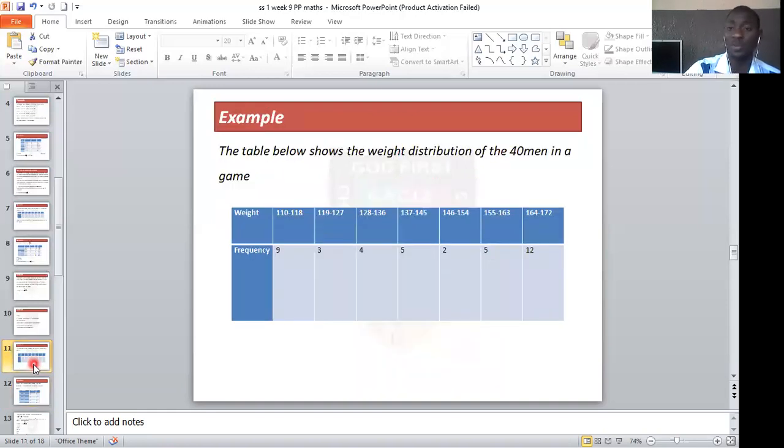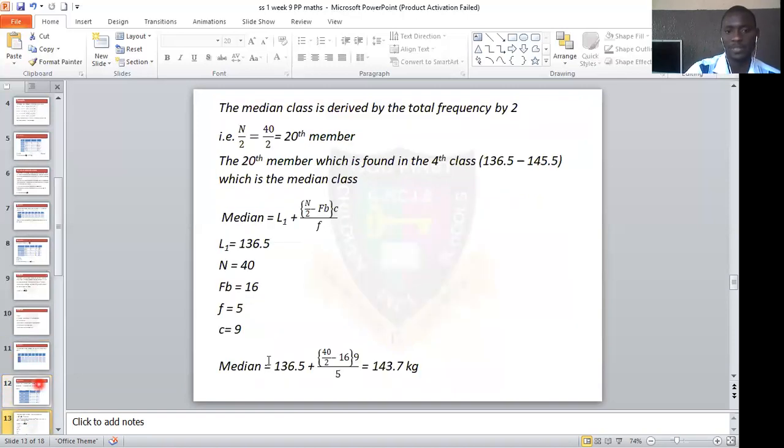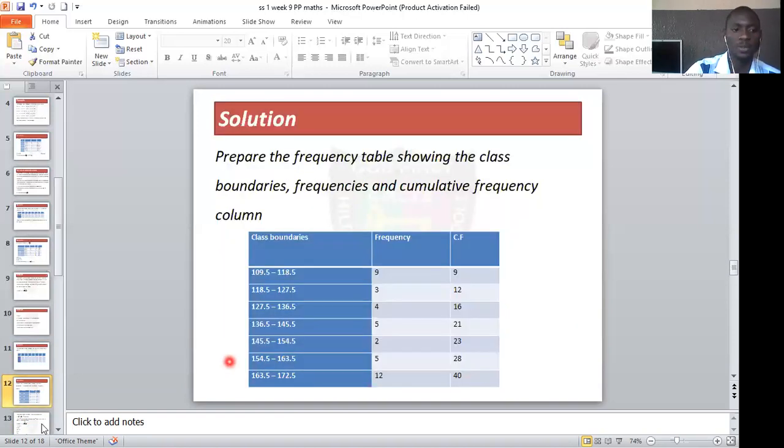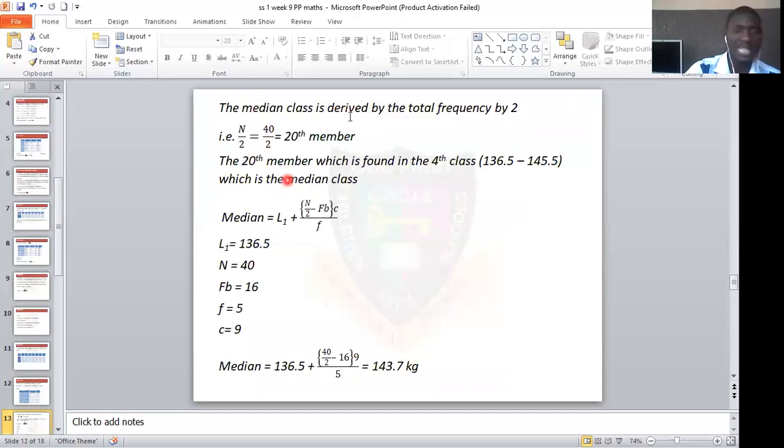So now how do you get your median class? Let's go to the solution. This is how you prepare your median class. This is the frequency table. The median class is derived from the total frequency divided by 2, and the total frequency is 40. That is N equals 40 divided by 2, which is 20 members.